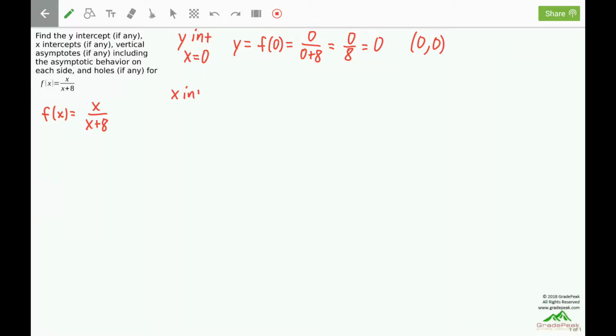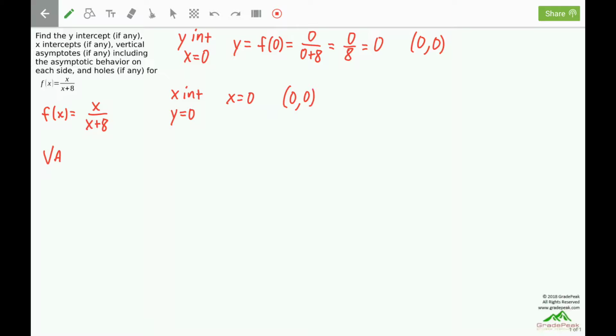The x-intercept, where the function crosses the x-axis, defined by y equals 0, can be found by taking the leftover numerator and setting it equal to 0. It looks like the x-coordinate is 0 and the corresponding y-coordinate is also 0. There's the x-intercept.